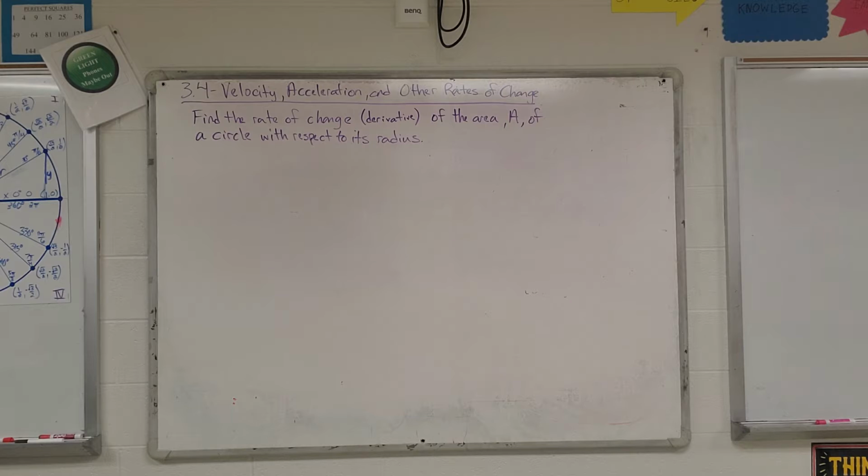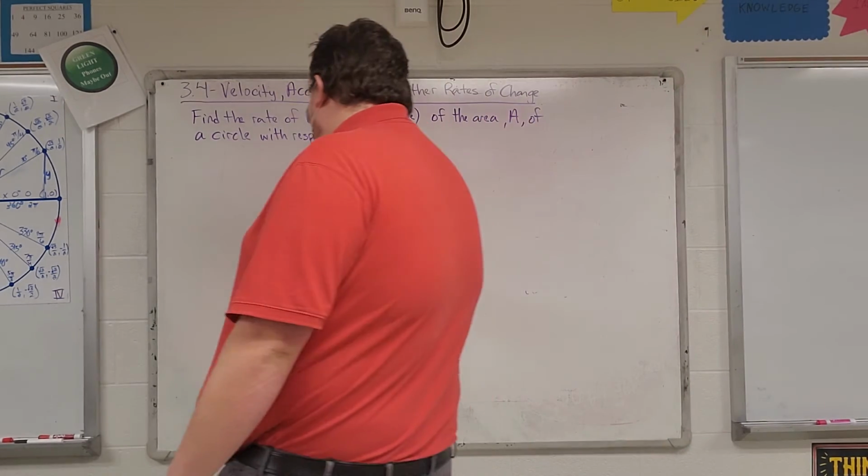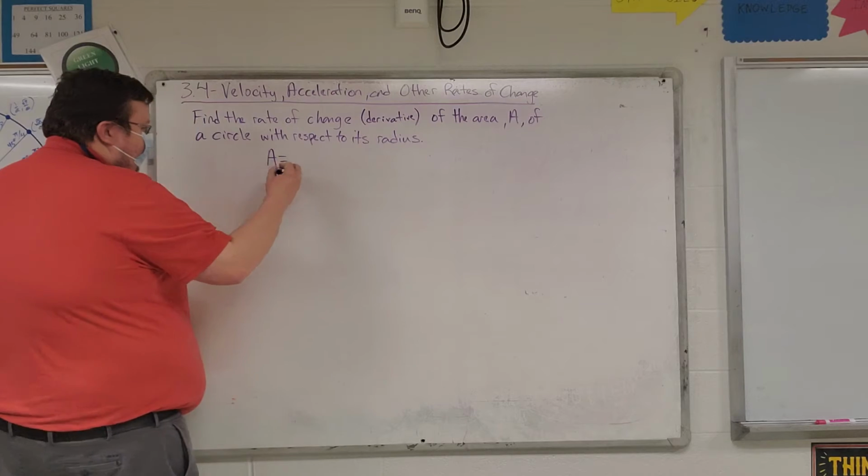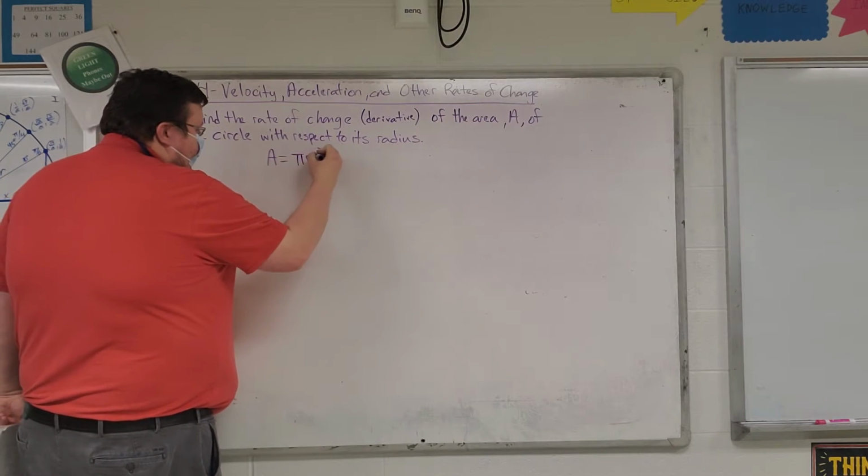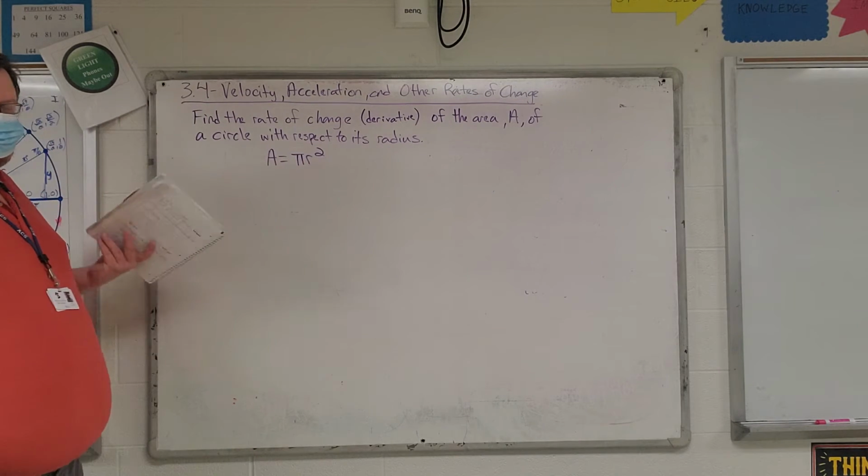And what is that formula? No, not quite. Pi r squared. For area, it's pi r squared, but hold on to that. So the area is pi times the radius squared.